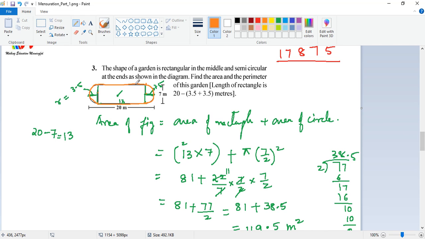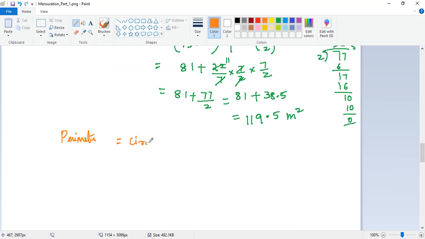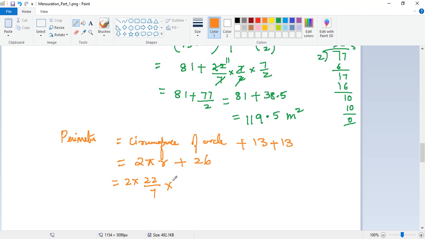So here you will add 13, here you will add 13, right? And here you will be adding the circumference of the whole circle, right? So it is the circumference of the circle plus 13 plus 13. The circumference of a circle is 2 pi r, plus 26. So 2 into 22 by 7 into r, which is 7 by 2, plus 26.